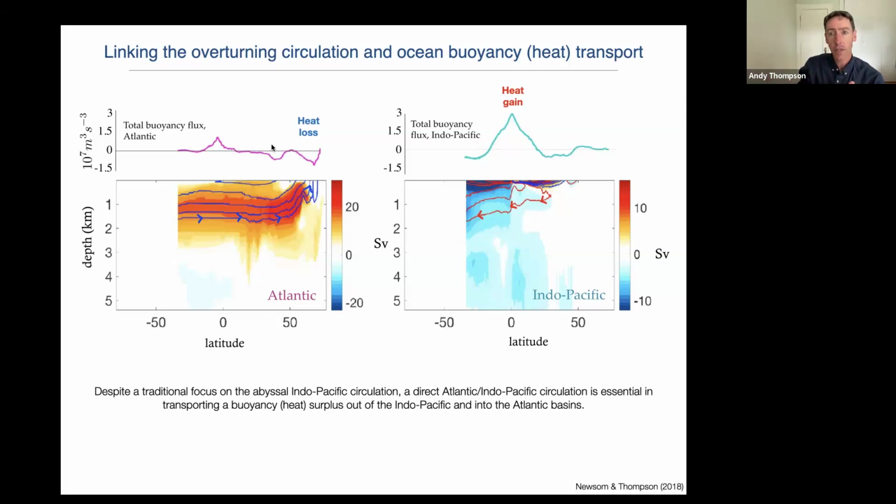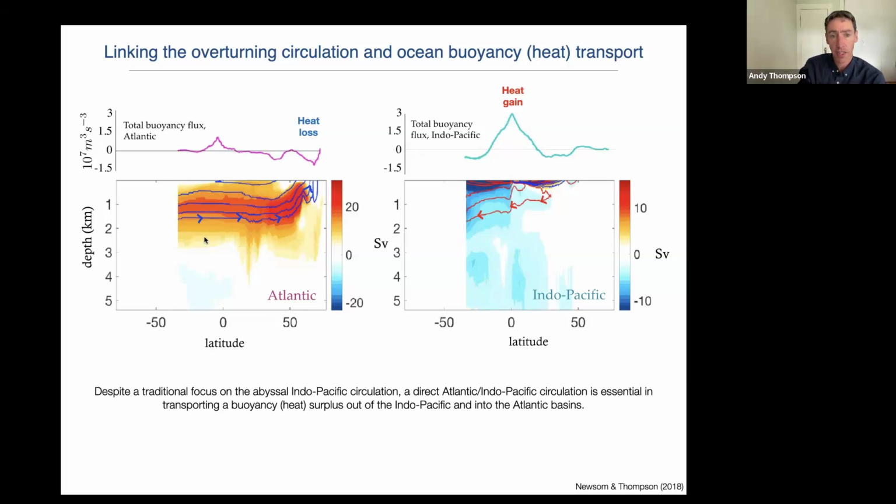If we integrate over the Atlantic Basin, the surface heat flux is a region of net heat loss. Whereas for the Indo-Pacific, because we have this much wider region in the tropics, we have a region of net gain into the Indo-Pacific. If we expect the ocean to come into some steady state, that implies that there needs to be an export of heat and buoyancy from the Indo-Pacific and an import of that heat or buoyancy into the Atlantic. So if you look at these lower panels here, the colors are showing the same structure of the overturning that I showed before.